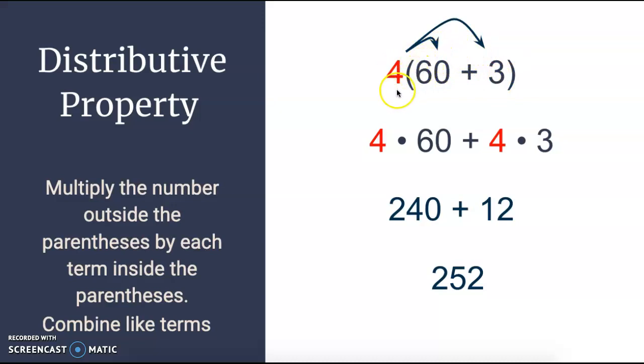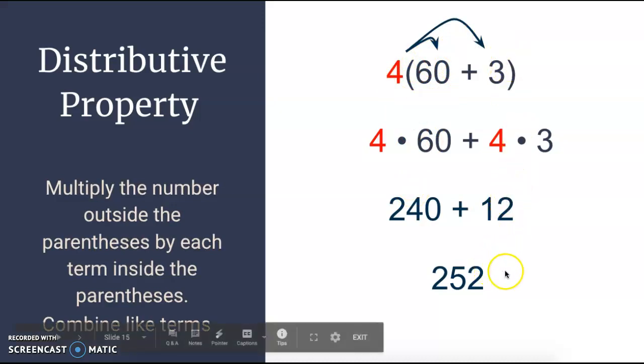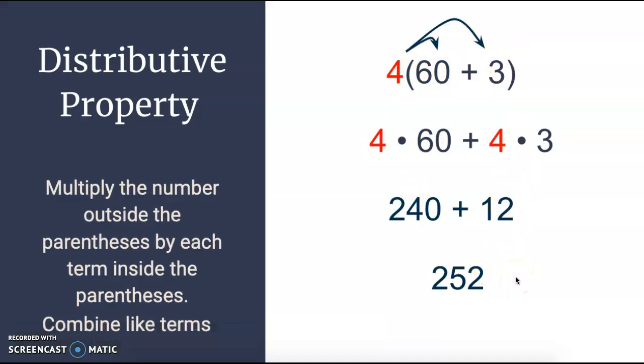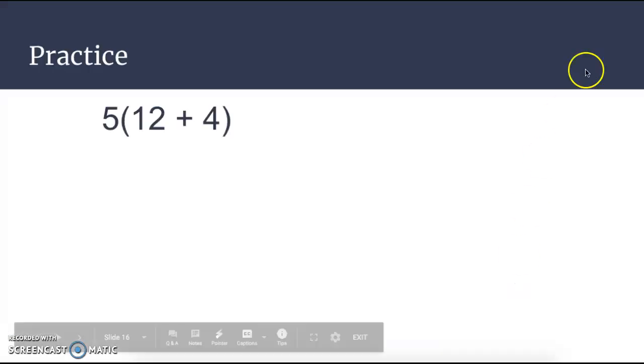So this time we're going to do 4 times 60, which is 240, and then 4 times 3, which is 12, and add those together to get 252. So different ways that you can think about using the distributive property to multiply large numbers. Okay, let's try a few more.